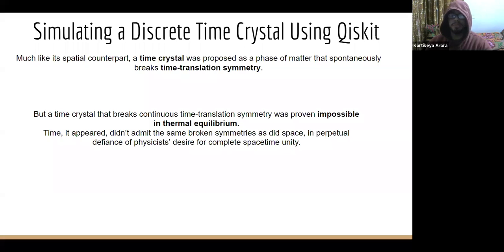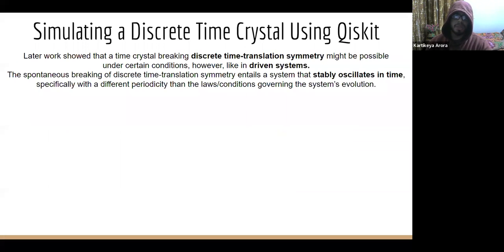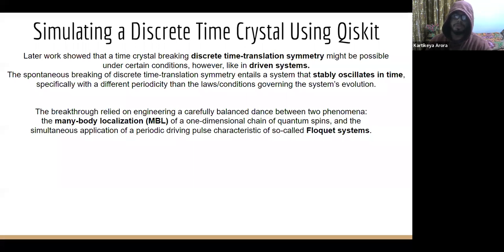Time, it appeared that it didn't break symmetries just like space, and it defied our desire for a complete space-time unity. But later it was found out that in certain systems, especially systems known as Floquet systems, which stably oscillate in time in a periodic fashion, and are many body localized, this condensed matter physics term, they obey the discrete time translational symmetry and help to break it, essentially making a discrete time crystal out of it.